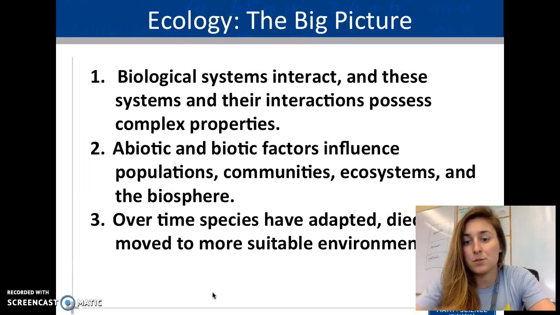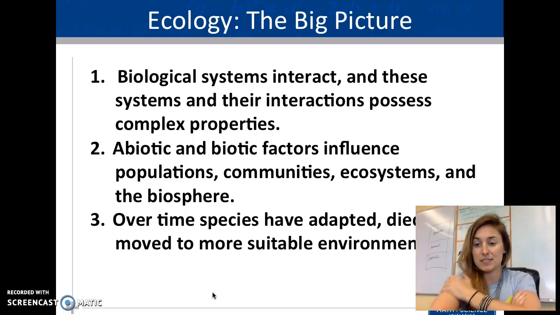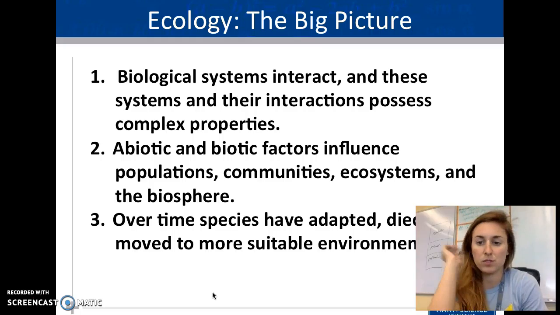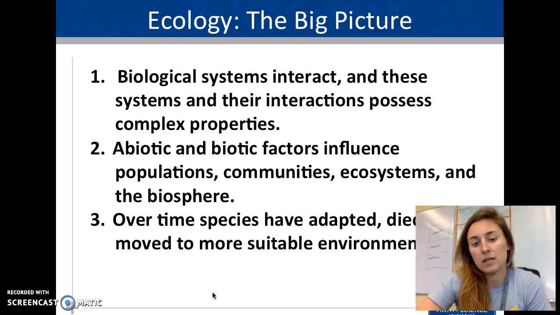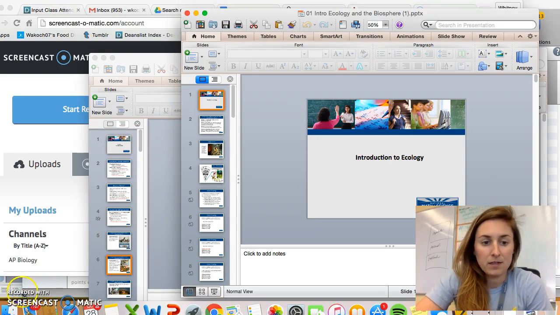Okay, so big picture ecology, biological systems interact, and they have specific properties that determine how they interact. Abiotic and biotic factors influence all the different levels of ecology, and over time, species have adapted, died, or moved to more suitable environments. I'm going to pause really quick, and then we're going to talk about the next slide.